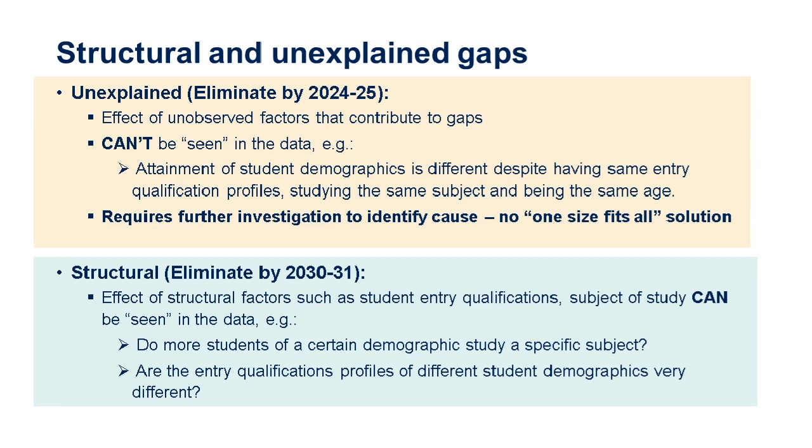So in summary, the unexplained terminology here specifically refers to the fact that, by looking at the factors in the data, differences in attainment, for example, or gaps can't be explained by the variables we have.